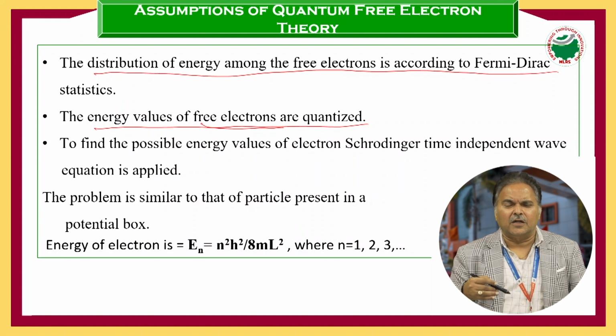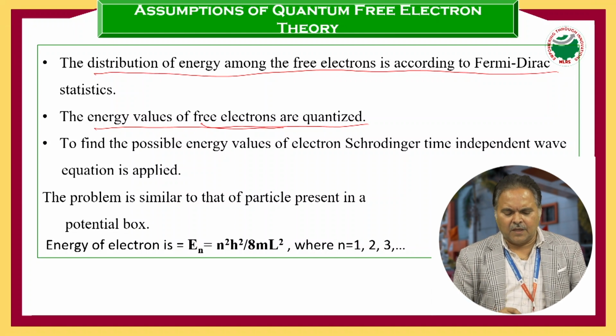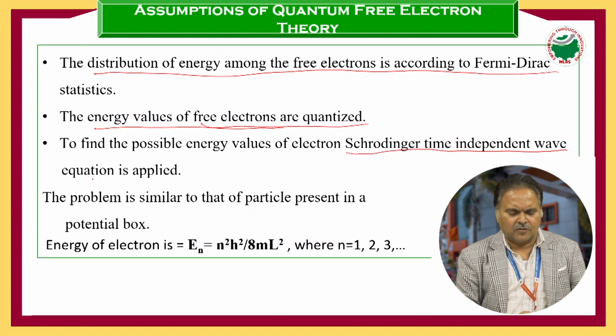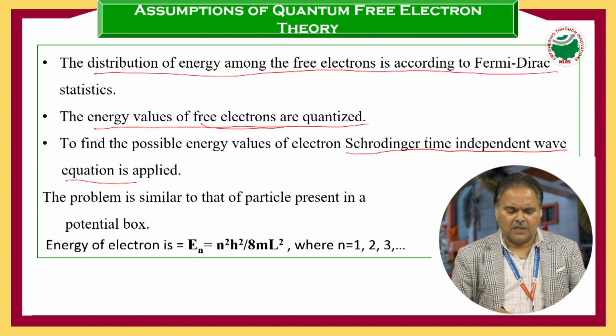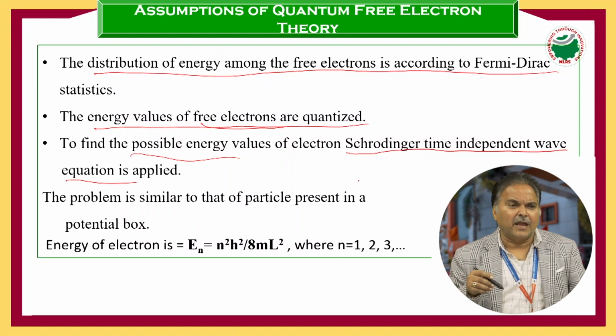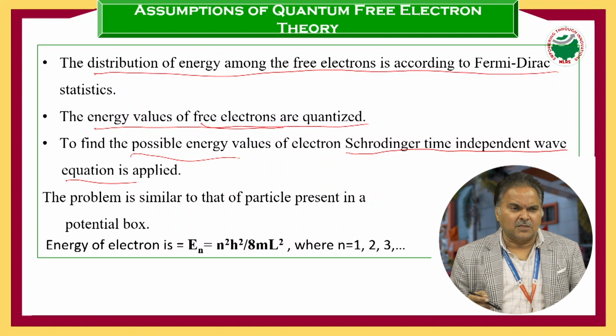It may not be zero; it will be an integer number: 1, 2, 3, 4, 5, like that. So the possible energy values of electrons we calculate according to the Schrodinger time independent wave equation. We apply it to find the possible energy values, and there they use a problem, a one dimensional potential box. In that potential box, the electron will move freely along the x-axis. Then the energy levels follow this equation.